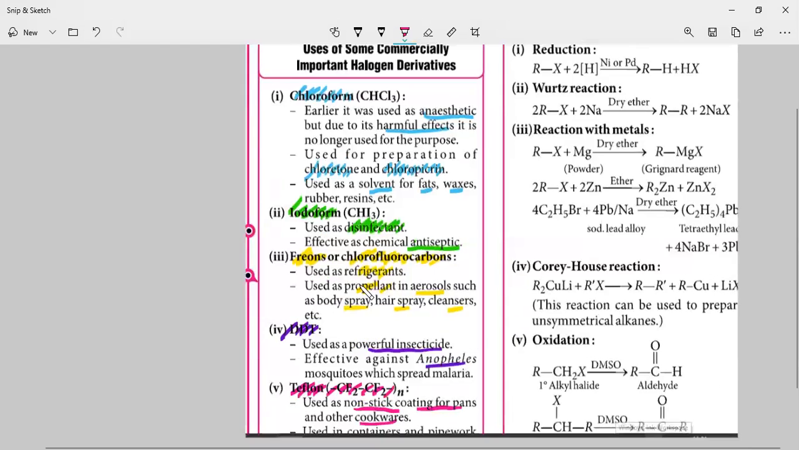So this is the synopsis of this chapter, haloalkanes and haloarenes. Next, let us go for the objective questions. What are the questions given in previous examinations on haloalkanes? Let us have a look.